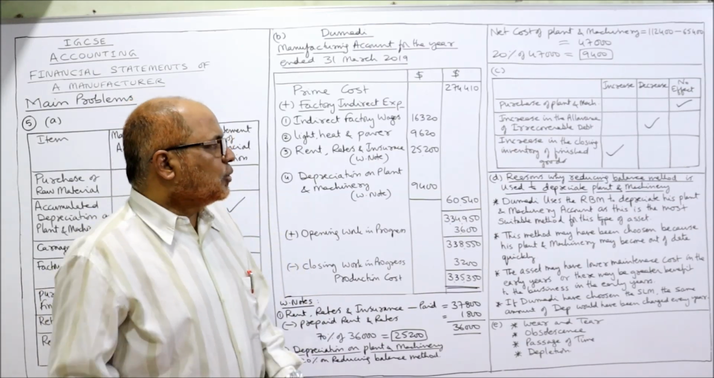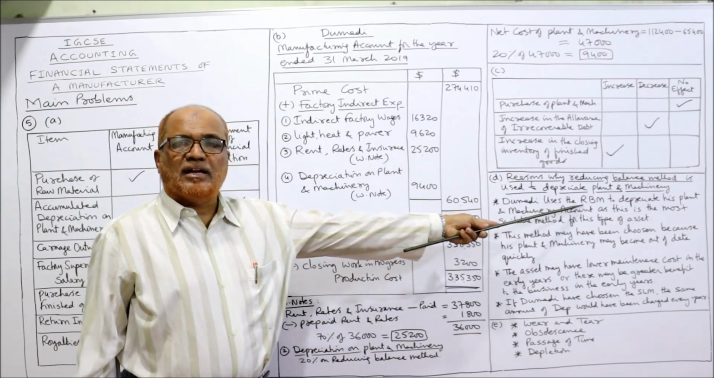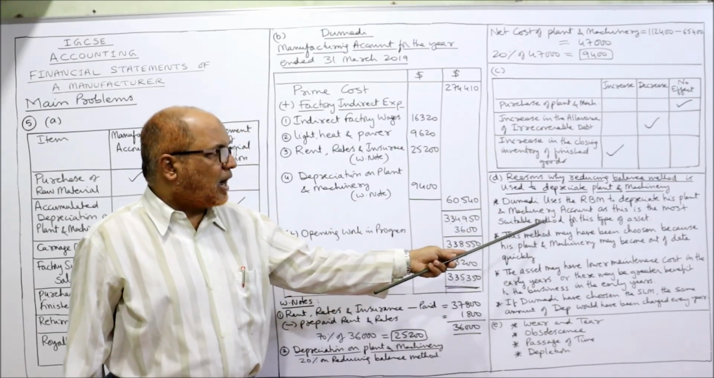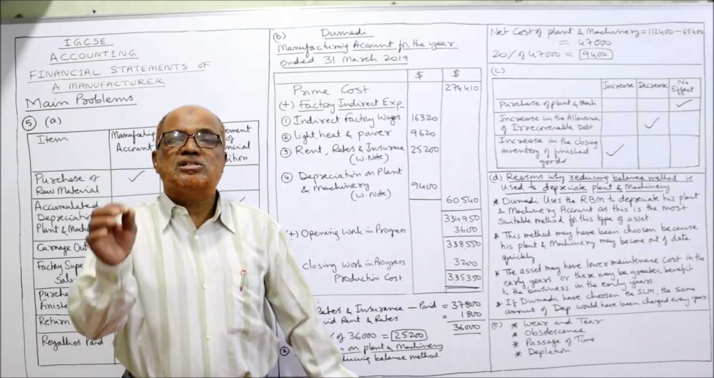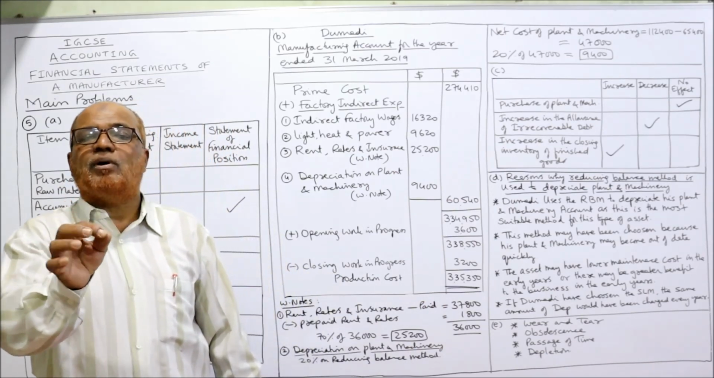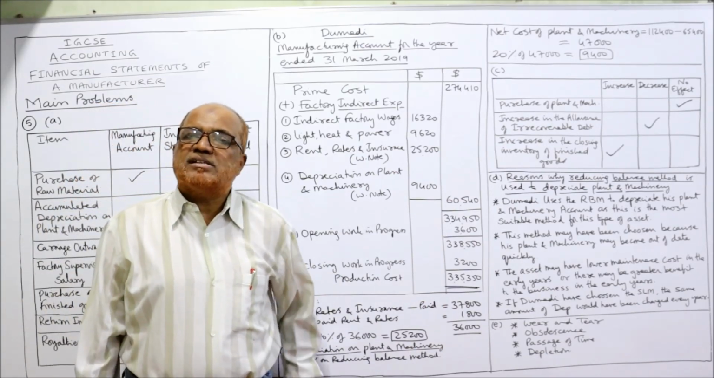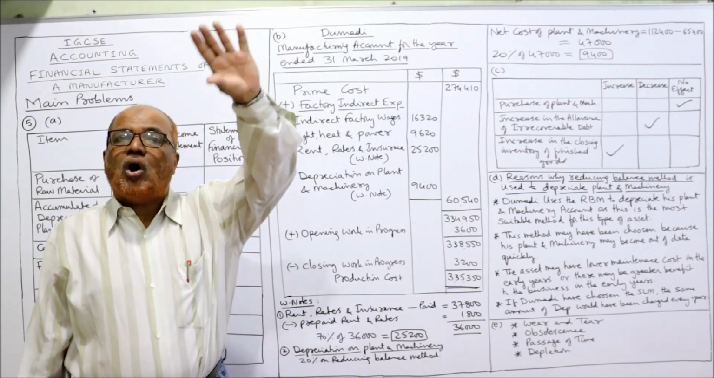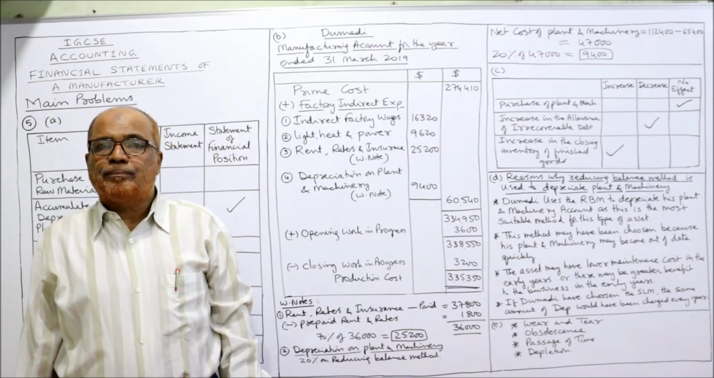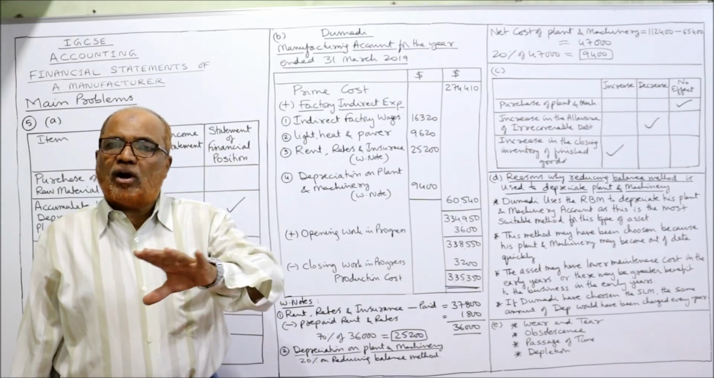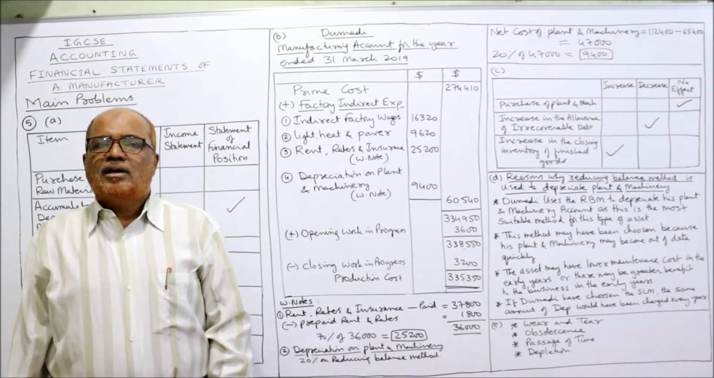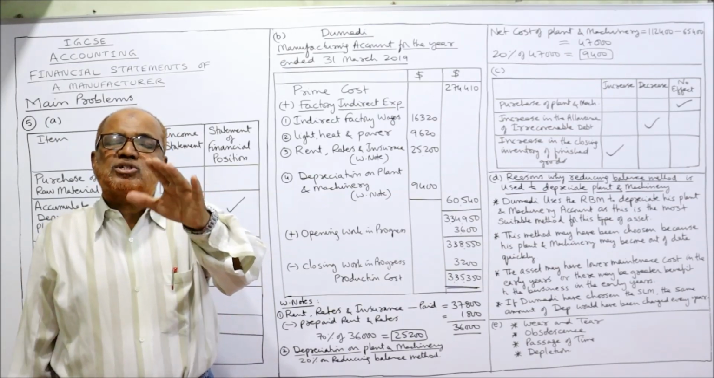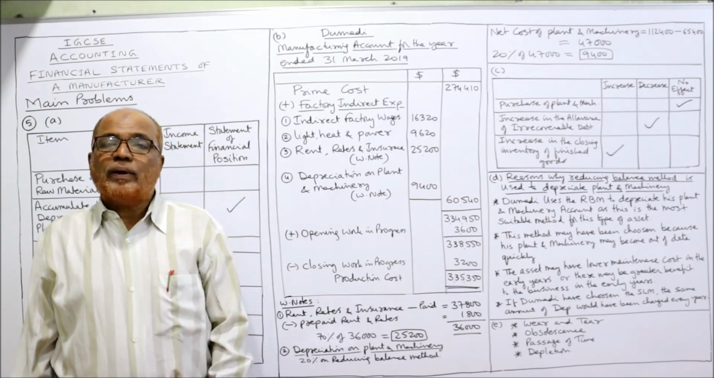First case, Dumadi uses reducing balance method, RBM stands for reducing balance method, to depreciate his plant and machinery account, as this is the most suitable method for this type of asset. What is the type of asset? Plant and machinery. Remember, the plant and machinery will not have a long life as that of building. Plant and machinery will not have a very long life. And the rate of depreciation on plant and machinery will be fast, quick.